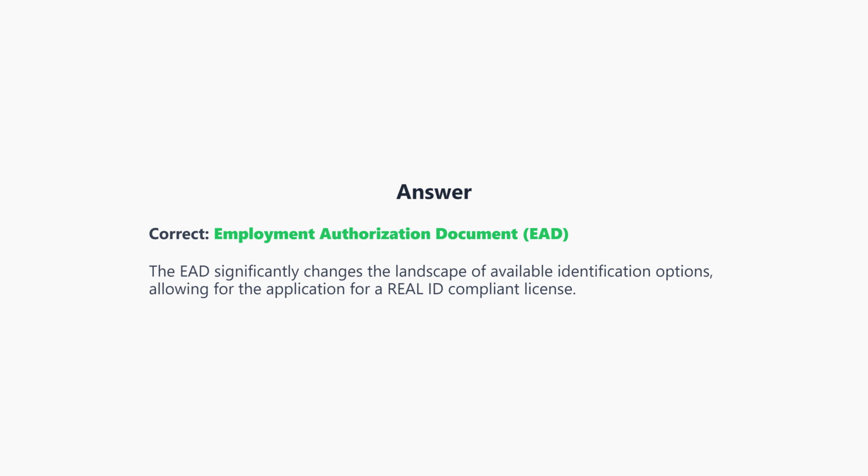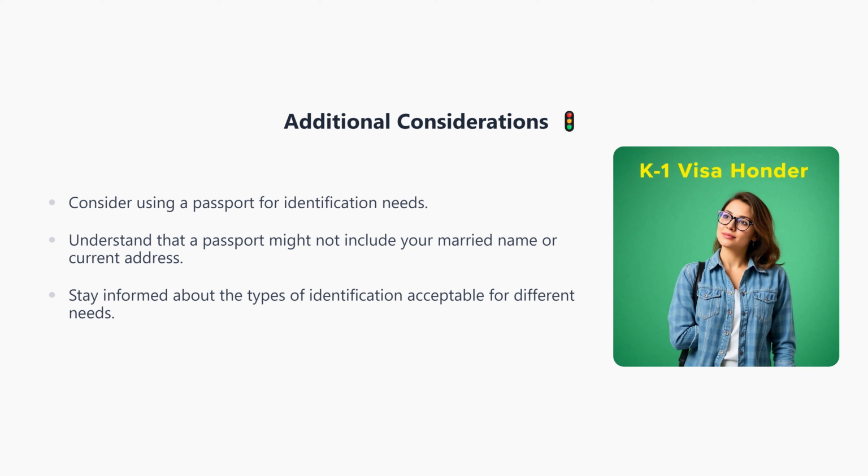The correct answer is the Employment Authorization Document, EAD. This document significantly enhances the range of available identification options and permits you to apply for a Real ID compliant license. Besides the options we've discussed, it's important to consider using your passport when necessary, even though it might not reflect your married name or current address. It's essential to stay informed about the types of identification that are acceptable in different situations for your needs.